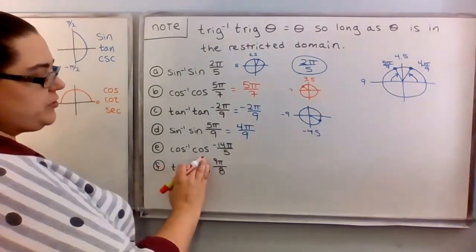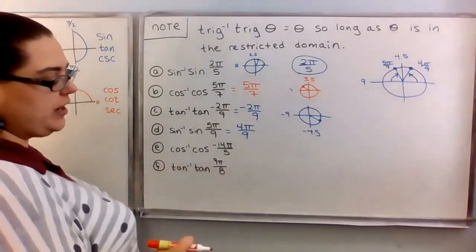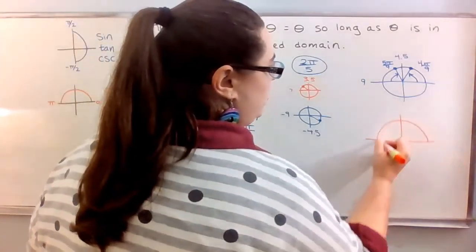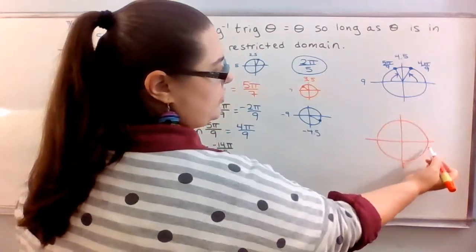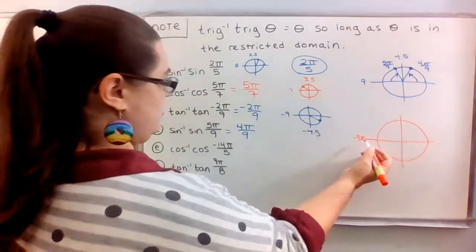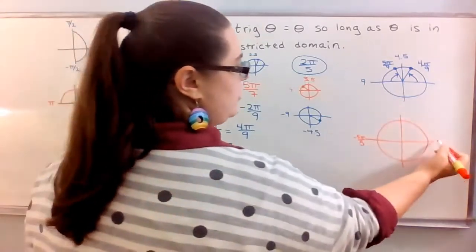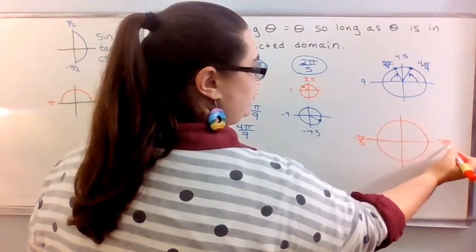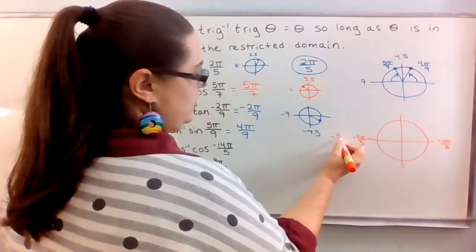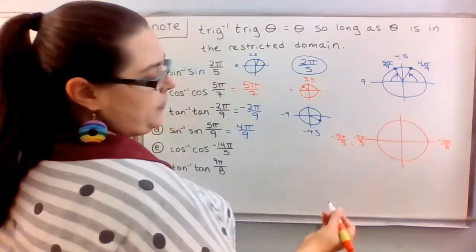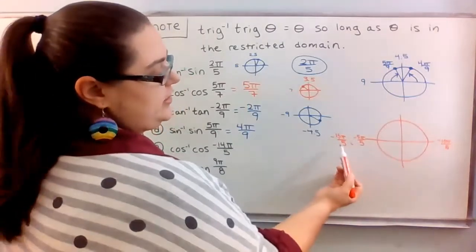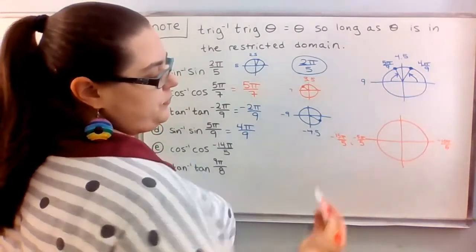So here we have inverse cosine of negative 14 pi over 5. Oof, okay. So let's see here. If I'm going in the negative direction, this is negative 5 pi over 5. Then negative 10 pi over 5. And then finally, negative 15 pi over 5. So what we're really doing is we're going around the circle once and then half again to get to this negative 15 pi over 5.